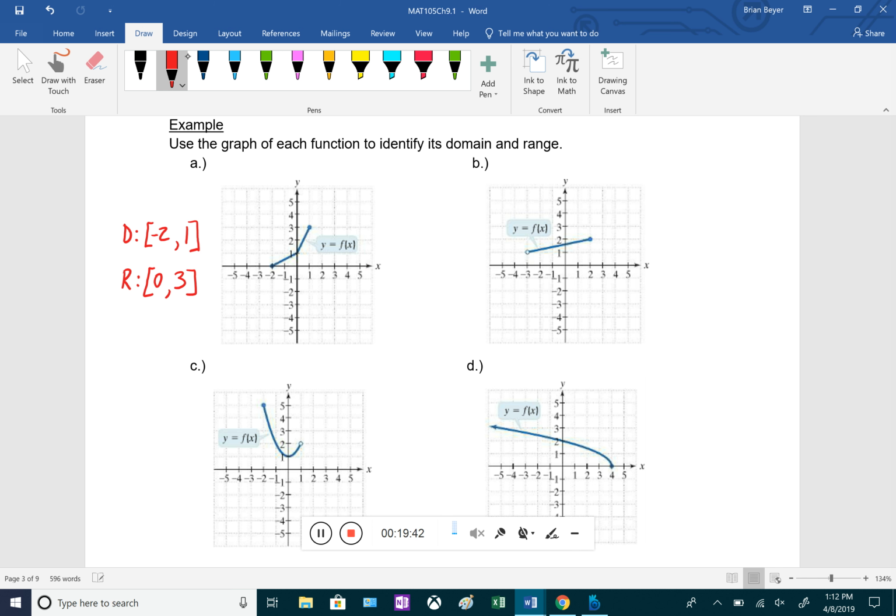So domain, x values only, you're only looking at the x-axis values. Range is y-axis only, so only the y values.